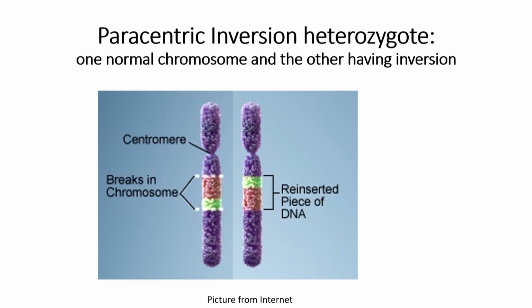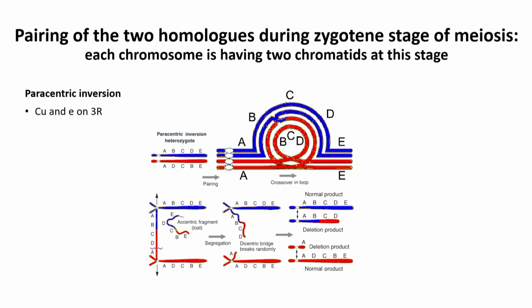You can see here, this is a normal chromosome, and this is an inverted chromosome. Here are the breaks, so this is the normal chromosome, and another one is having an inversion. So you can see the difference here. Now when such inversion heterozygotes undergo meiosis, there will be pairing. This is the same picture that I am showing here: A, B, C, D, E. These are the different regions of a chromosome.